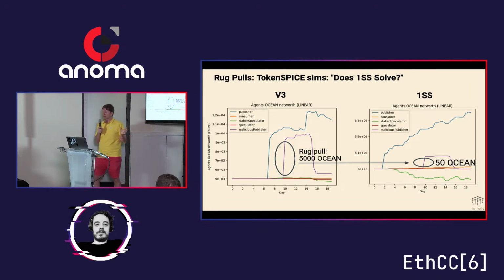So we managed to replicate this problem with simulations using Token Spice in an EVM setting. And then we said, okay, let's put in the one-sided staking contract, part of the v4 candidate design, and see how it does. And it turned out it was a 100x reduction. So they could do tiny little rug pulls, but it's nothing in comparison. So basically that helped us to feel confident in the design.